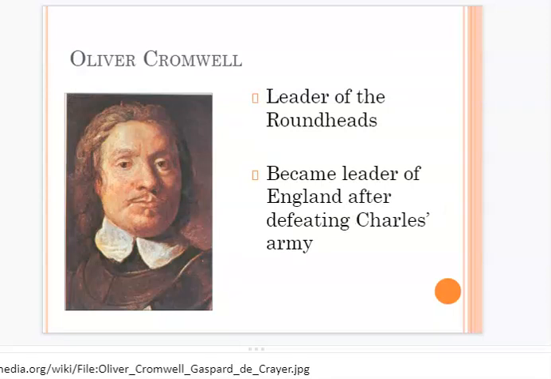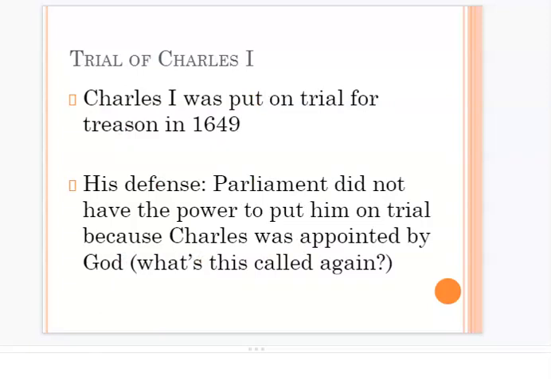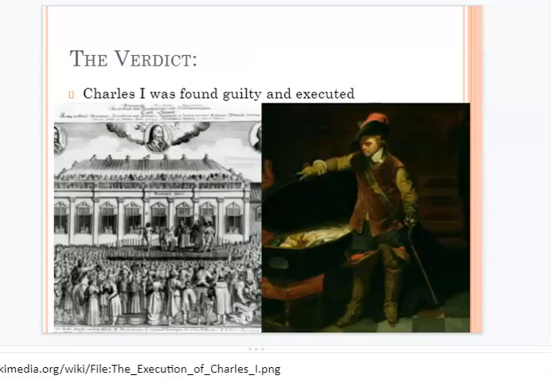Your leader of the Roundheads is Oliver Cromwell, who will lead the successful army that will defeat Charles. As a result, Charles will be put on trial and he will be executed in 1649. Charles's children will flee England. Charles will argue that Parliament didn't have the power to put him on trial because he's appointed by God, divine right. Remember, the English are saying, no, we have rule of law, you didn't obey the law, and they execute Charles. We can guess the verdict. He is found guilty and executed.